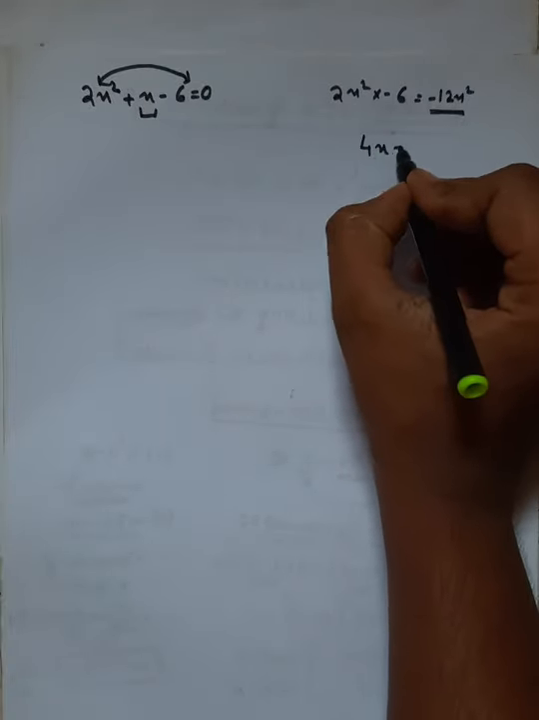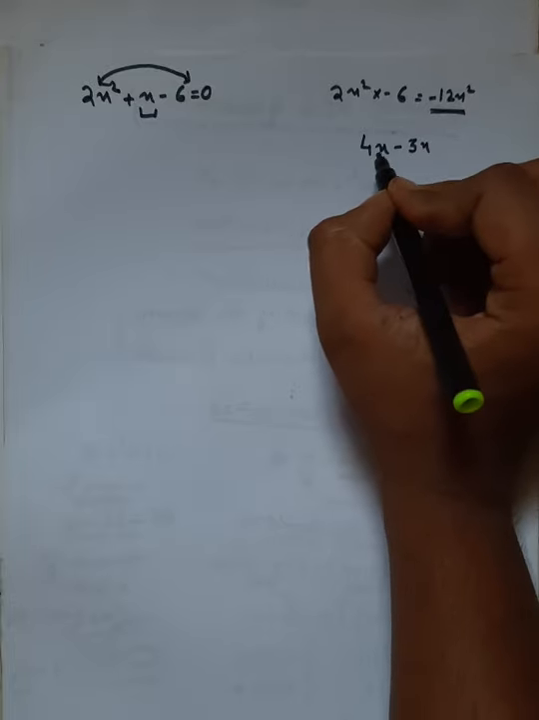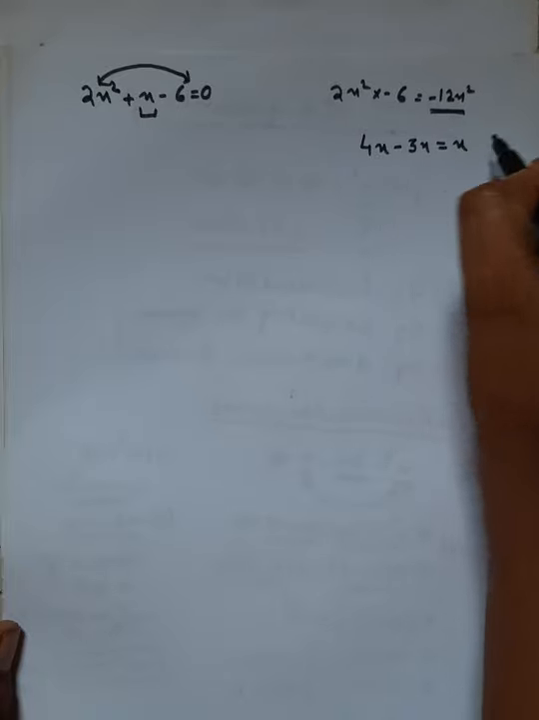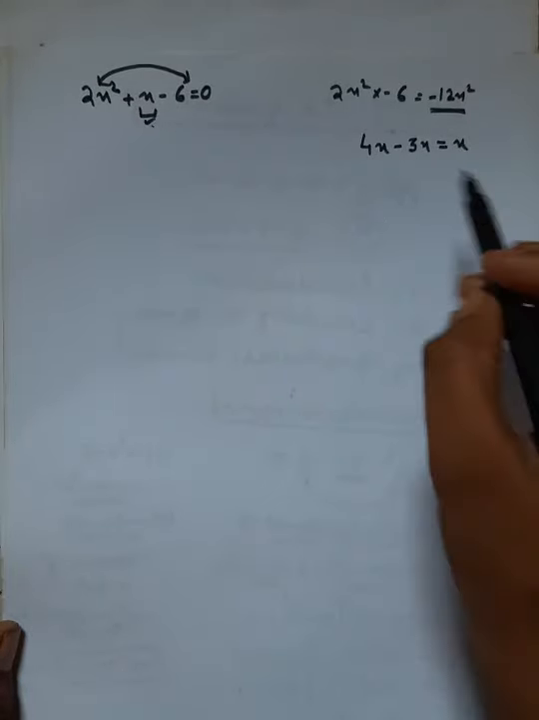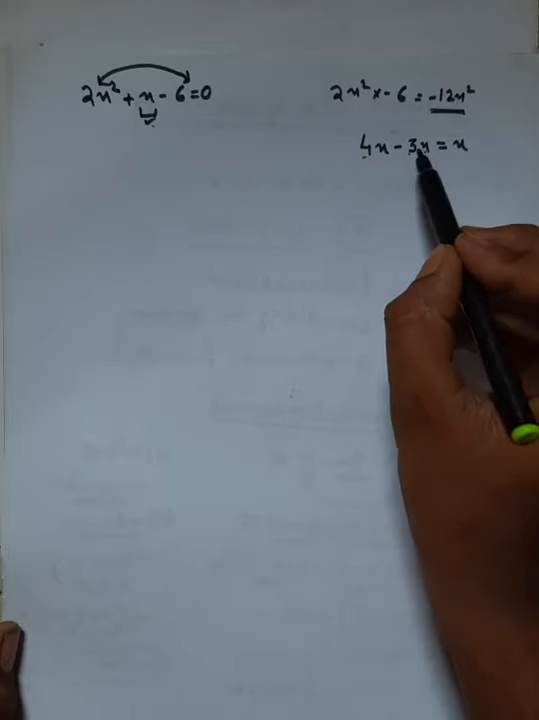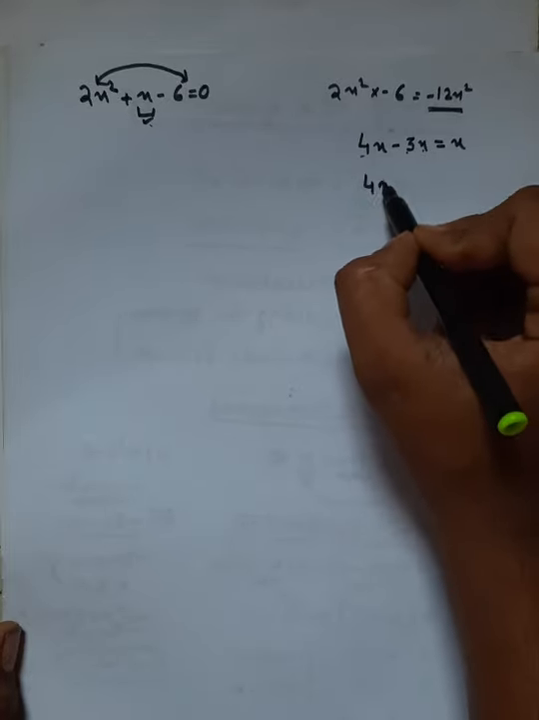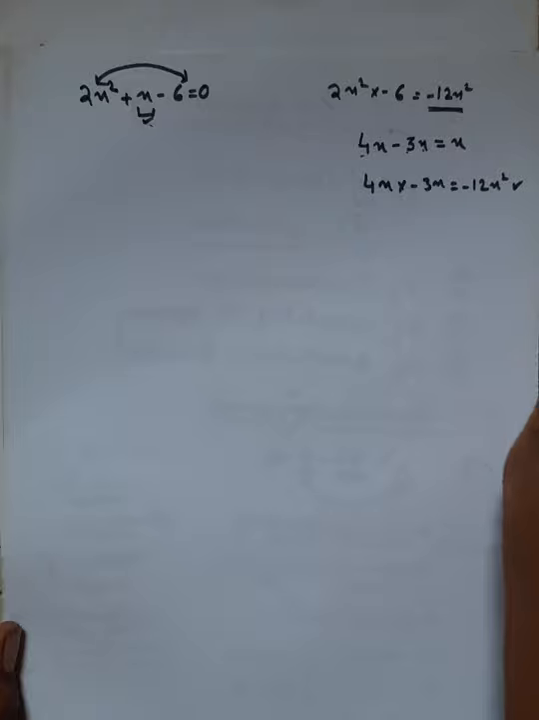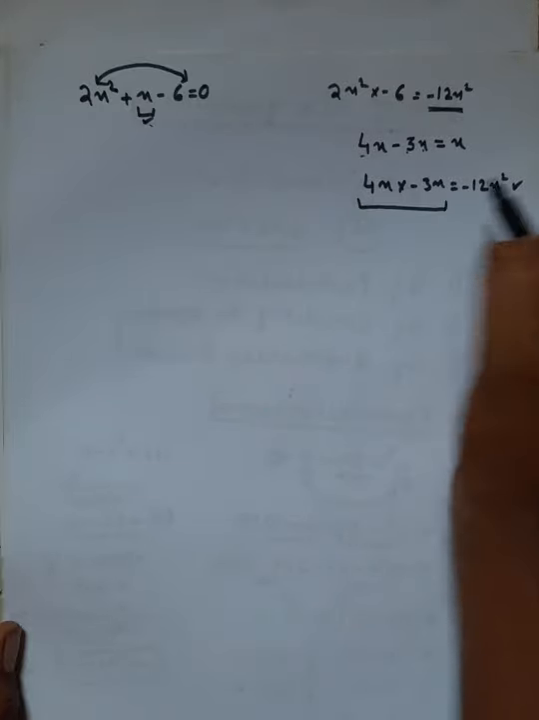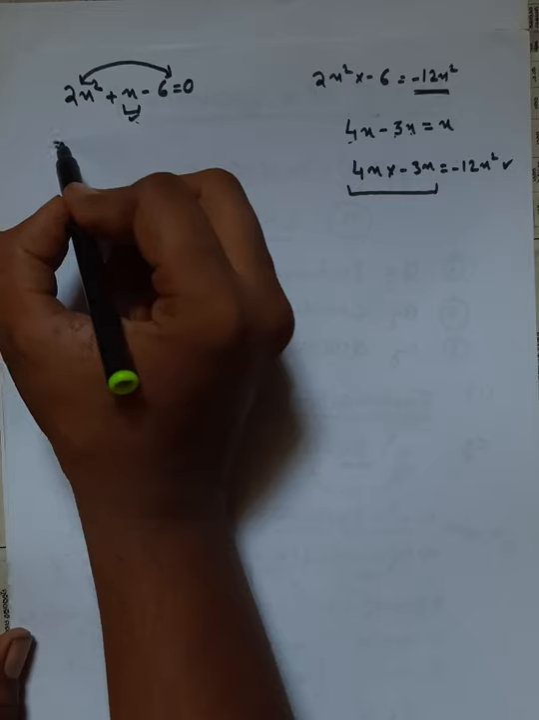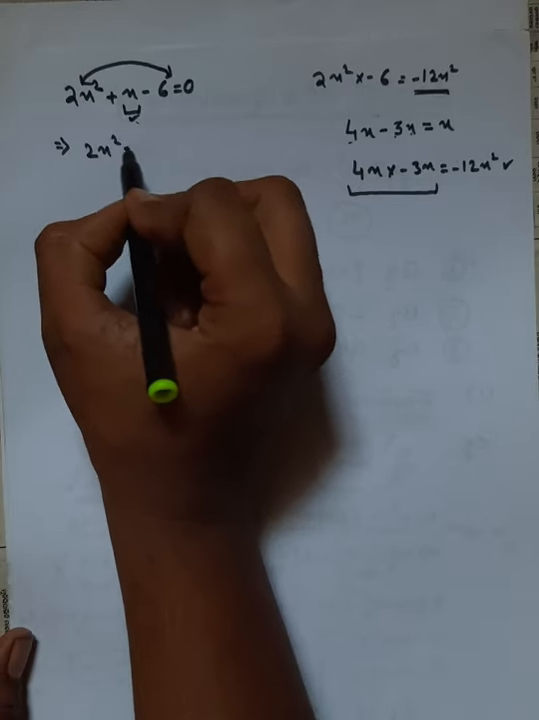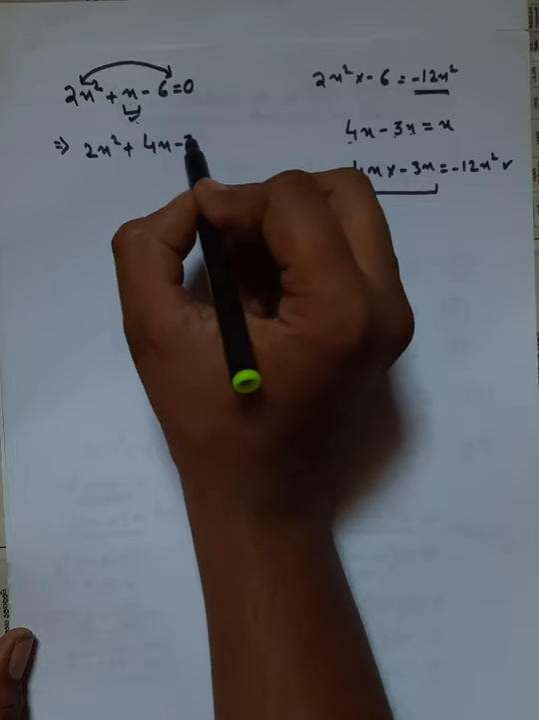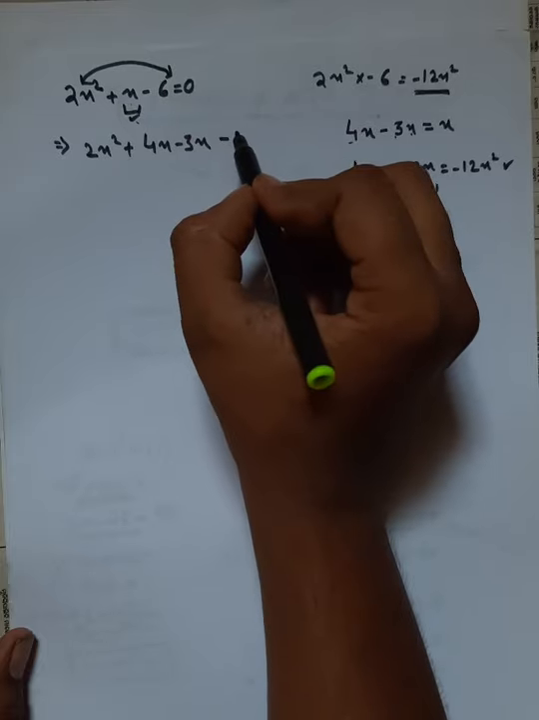Let us take 4x minus 3x. See, if we subtract 4x minus 3x, then it will be x. Okay, this is satisfied. Then if we multiply these two terms, then also we get minus 12x square. Okay, so we can take these two numbers. So now 2x square plus we can write 4x minus 3x instead of x, then minus 6, this is equal to 0.